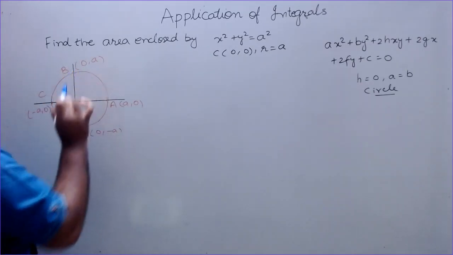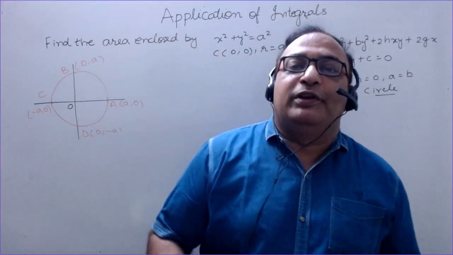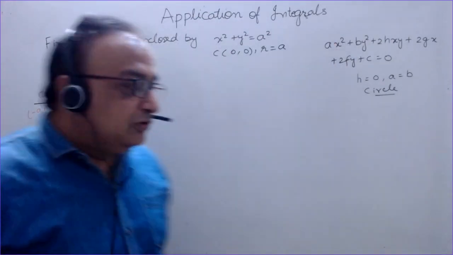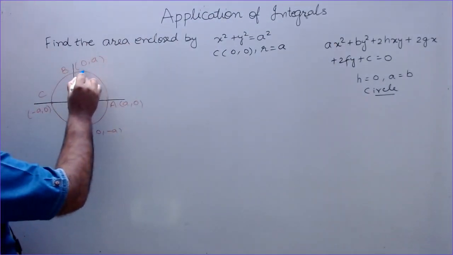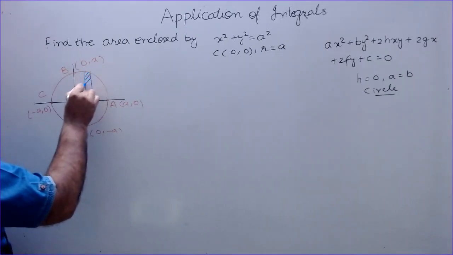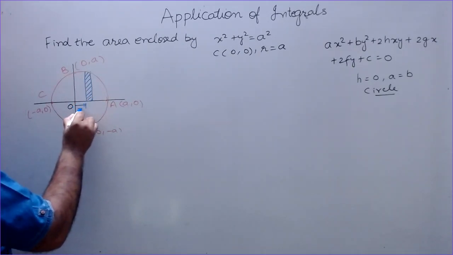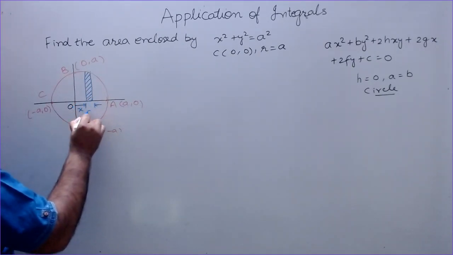Why are we doing this? Because this is symmetrical in all the 4 quadrants. So let us take a small elementary strip in the form of a rectangle here. It is at a distance x and its thickness is dx.